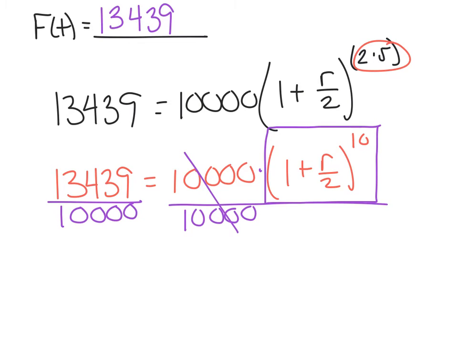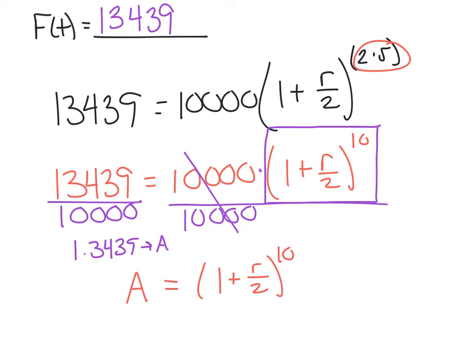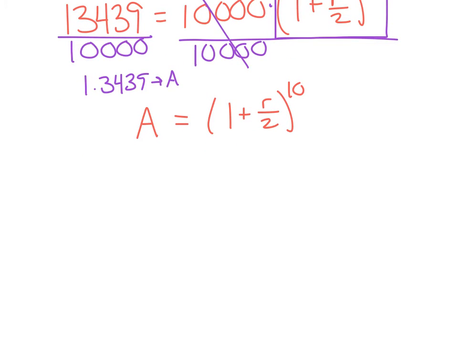Grab your calculator. I'm not doing all the work here myself. Okay, I get a decimal of 1.3439, and I'm going to store that into alpha A. Okay, so now I have A equals 1 plus r over 2 to the 10th. If I want to get rid of the 10th power, I have to take the 10th root of both sides. Just like if I wanted to get rid of a square, I would take the square root.